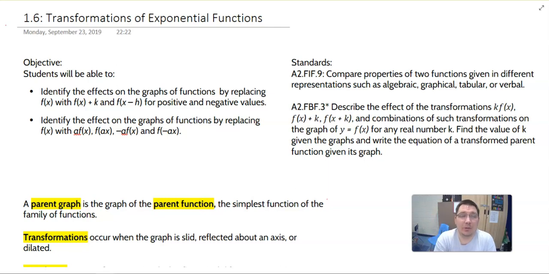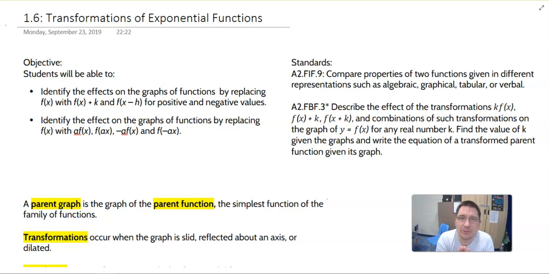Hey there, y'all. Today we're going to look at 1.6 on transformations of exponential functions. In this section, you're going to be able to identify the effects on the graph of the functions by replacing f of x with f of x plus k, f of x minus h for positive and negative values, and then also with a of f of x, and then f of ax, negative a of f of x, and f of negative ax.